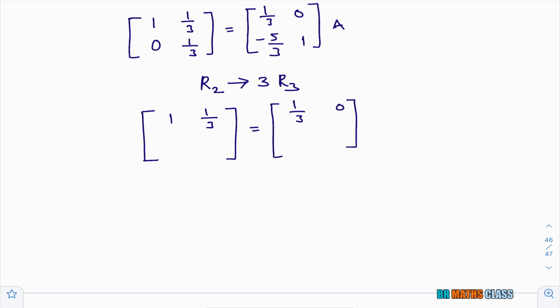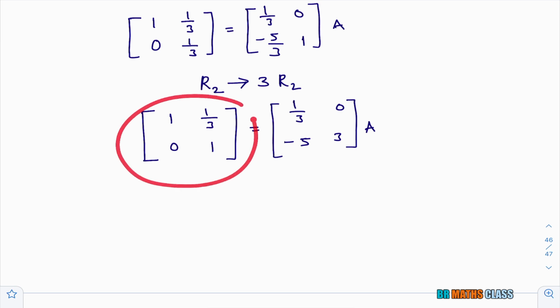Now, R2. Multiply all the elements of R2 with 3. 3 into 0, what is that? 3 into 0 is 0. Next 3 into 1 by 3. Look here. 3 into 1 by 3 is what? 1. Next 3 into minus 5 by 3. That is minus 5. Next 3 into 1, that is 3.